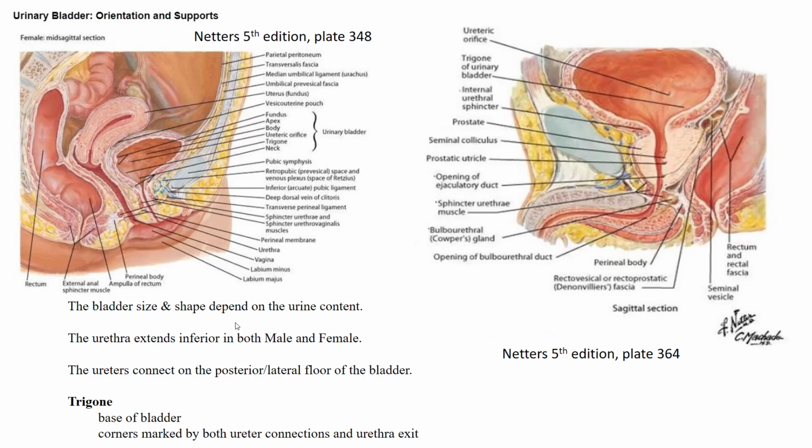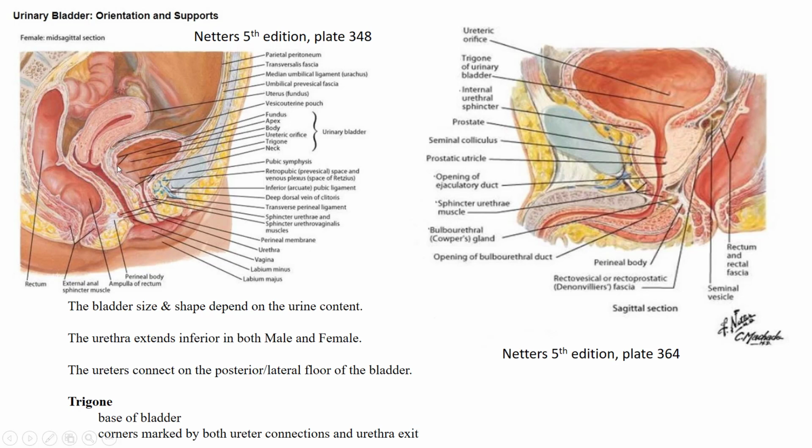So here are some pictures of the male and female bladders in a sagittal view. These are midline sagittal views. This is a female bladder here on the left, and the bladder sits just inferior to the uterus. This uterus is in a normal anteflexion.